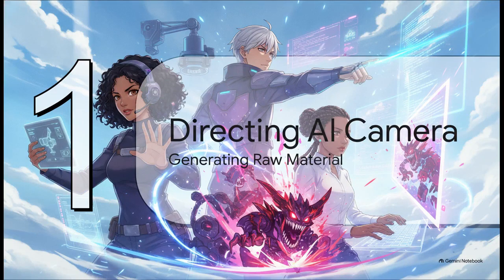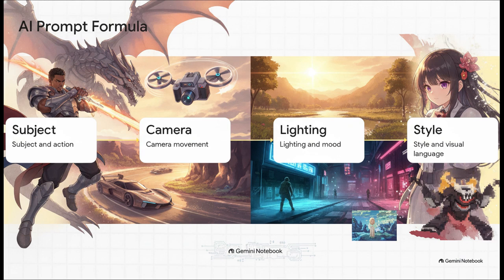Starting with Phase 1, directing the AI camera, generating the raw material. So this is where we lay the foundation, because frankly, the difference between a stunning AI video and a messy one is almost always the prompt. We are not just casually typing words here. We're stepping into the director's chair to orchestrate a very specific locked-face monster attack. To do this, we use a foolproof 4-part AI prompt formula.